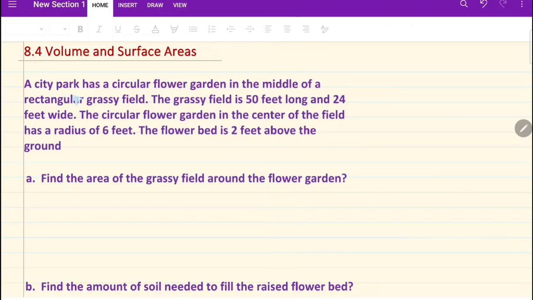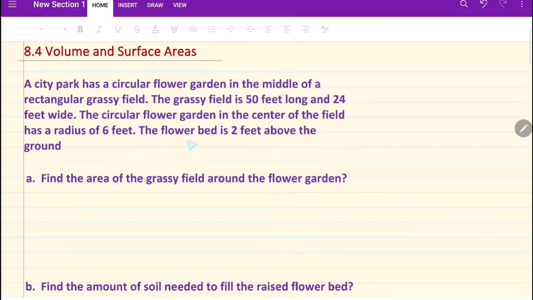So it says here, City Park has a circular flower garden in the middle of a rectangular grassy field. The grassy field is 50 feet long and 24 feet wide. The circular flower garden in the center of the field has a radius of 6 feet, and the flower bed is 2 feet above the ground.